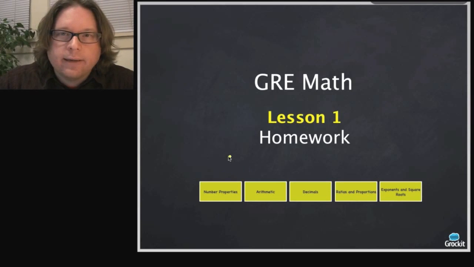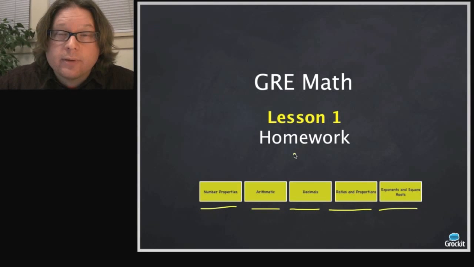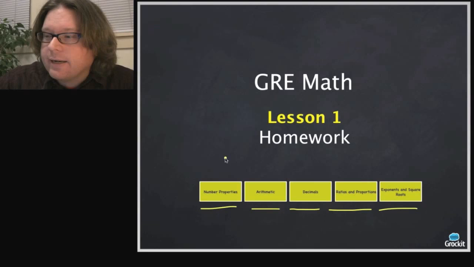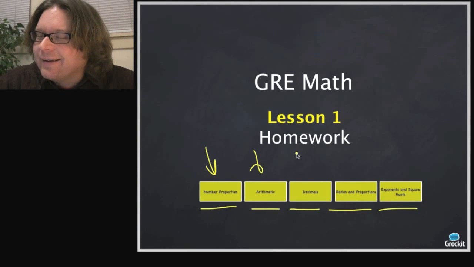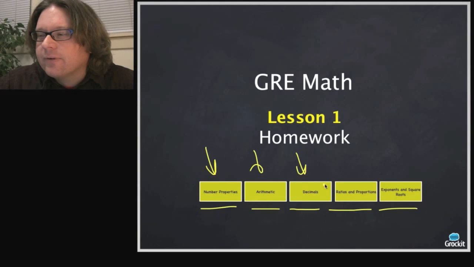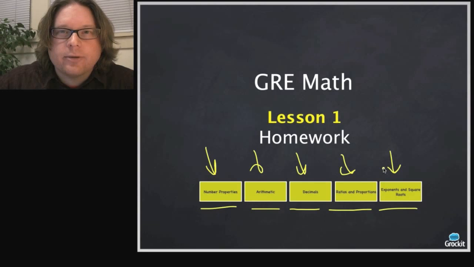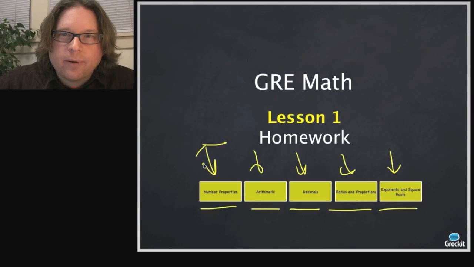If any of these caused you problems, you can do targeted practice on number properties, arithmetic, decimals, ratios and proportions, and exponents and square roots. We have questions tagged with these same phrases in the Grocket database. So whichever of these you need practice on, and you should practice all of them to make sure that you are in good shape on all fronts. These tags allow you to do targeted practice.